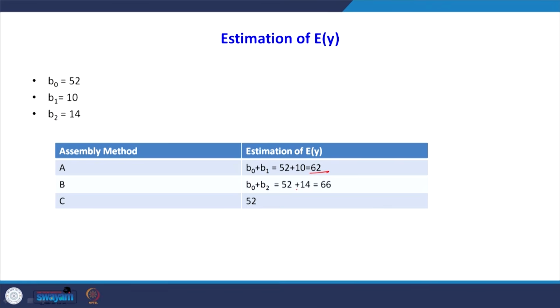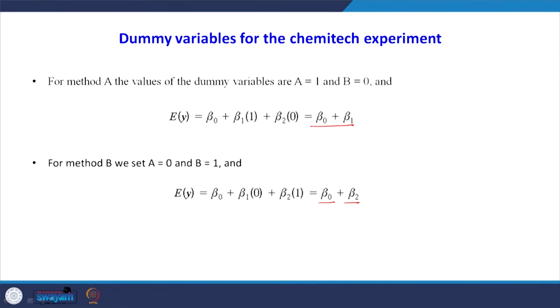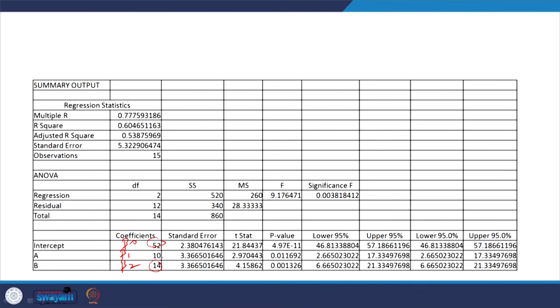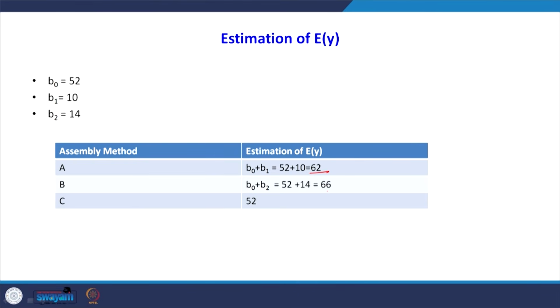If you want to know the estimated value of y for assembly method B, it is 52 plus 14. How did we get 52 plus 14? Using this equation, beta 0 is 52, beta 2 is 14. So when you substitute here, we are getting 66. If you want to know the expected mean of method C, you have to substitute a equal to 0, b equal to 0, then you will get only beta 0. Beta 0 is estimated with the help of b0, that value is 52.